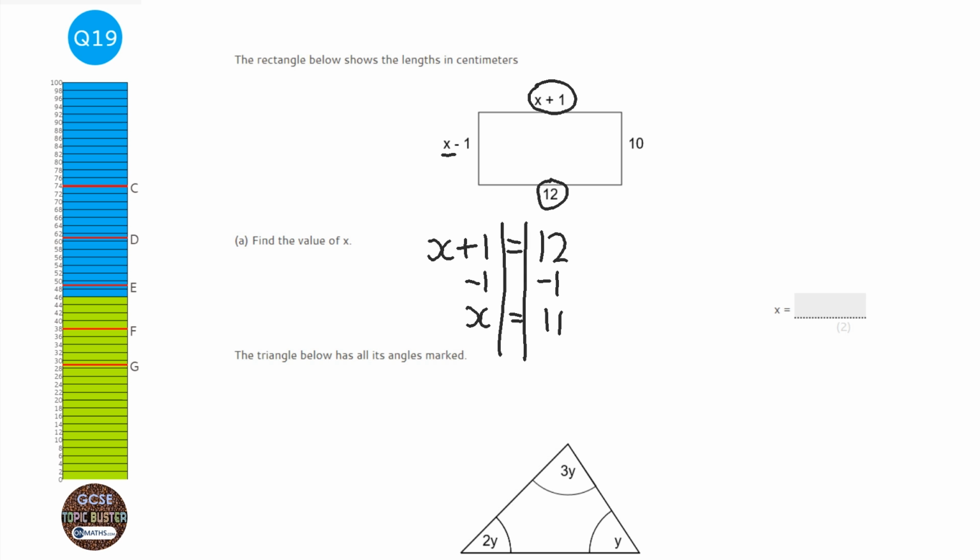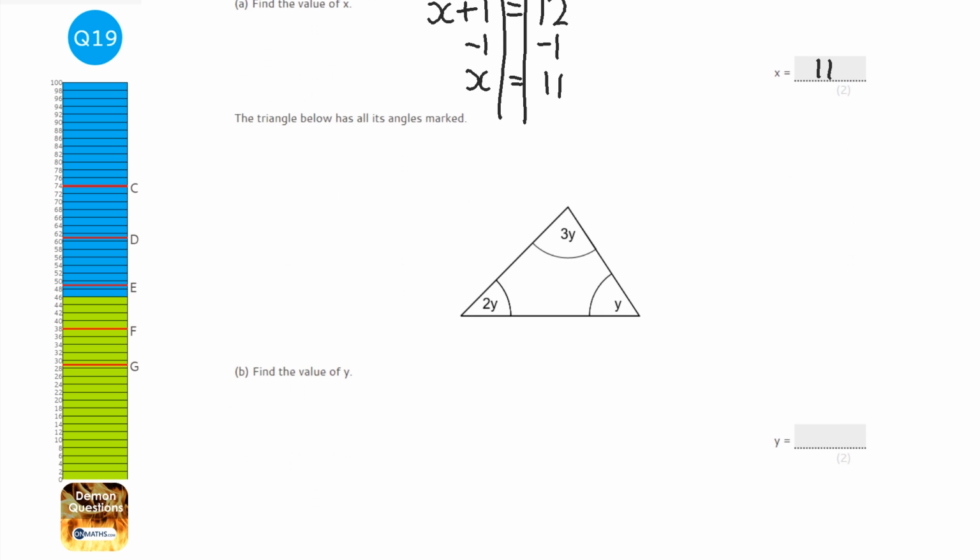Let's check that out. It says here x minus 1. Well, what is 11 take away 1? Well, it's 10. And that is the same as that. So we know that x equals 11. And that's it.